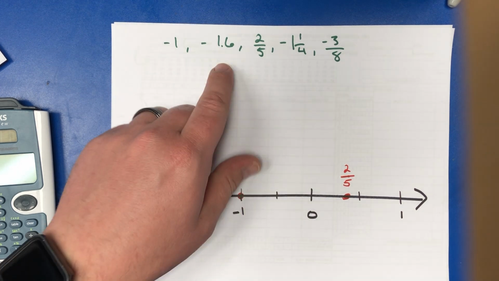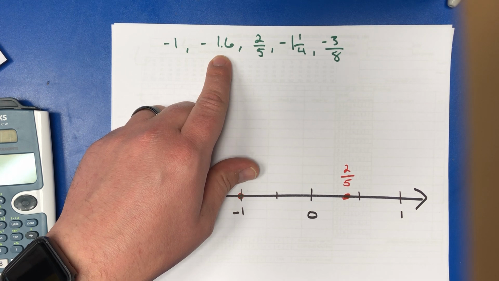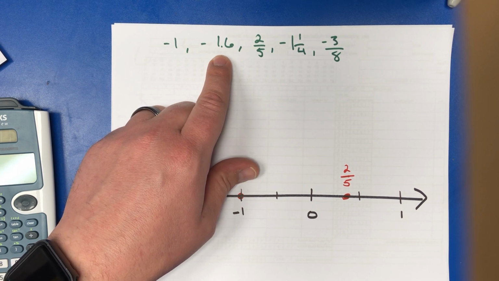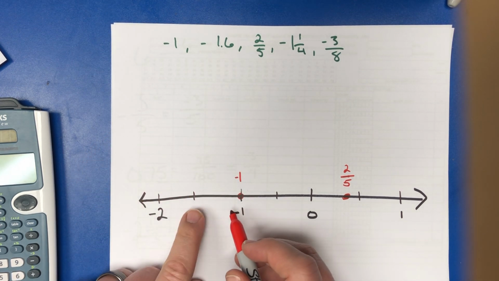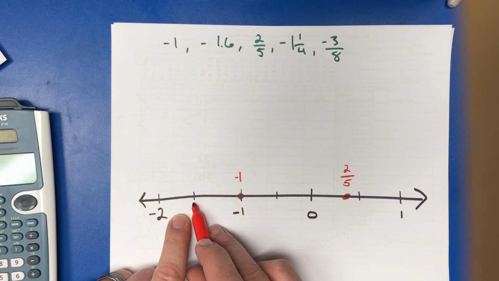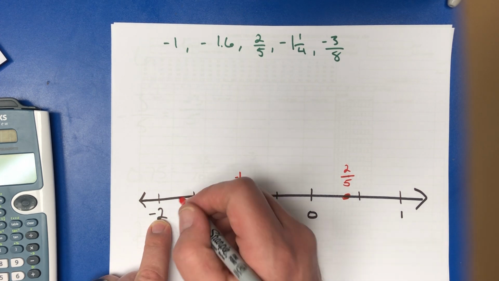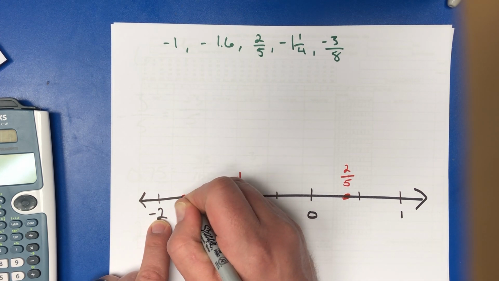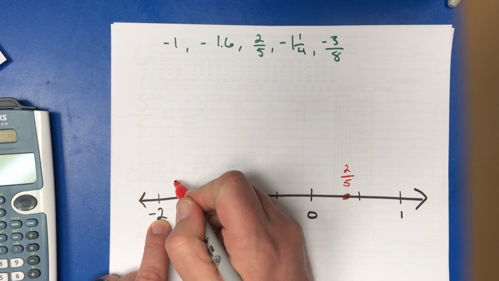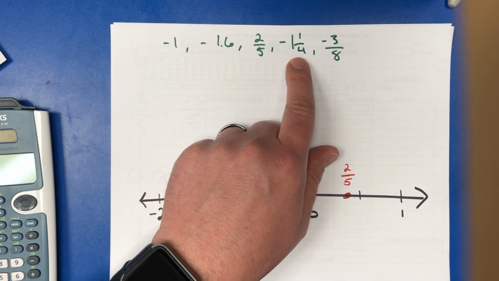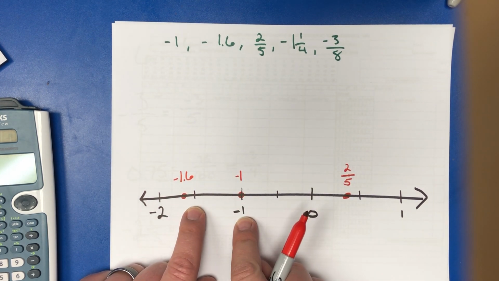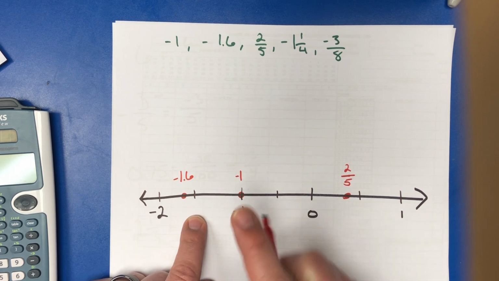I already stated that the smallest number that I have, the least that I have, is negative 1.6. It has the greatest absolute value of all the negative ones. So it's going to be between negative 1.5 and negative 2, closer to negative 1.5, but just on that side of it. My negative 1 1/4 should be halfway between negative 1 and negative 1/2.